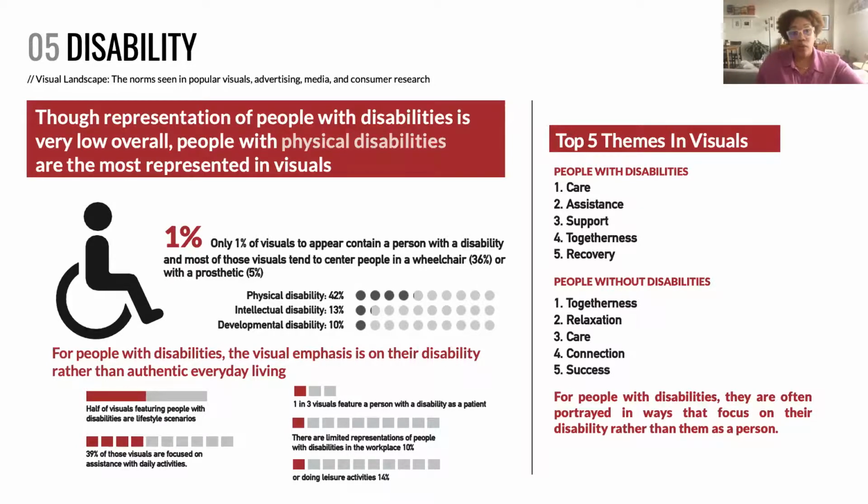And even when they were included, what we saw were really clear habits in terms of who gets to be centered. So really focusing on physical disability over intellectual or developmental disabilities. And also the scenarios and the settings, going back to the point where context matters, a lot of those visuals were showing them in positions of receiving care rather than being independent, autonomous, and doing leisure activities or being in love or being around their friends or within their community.